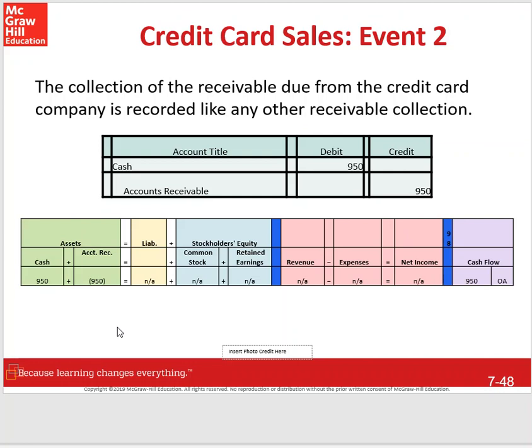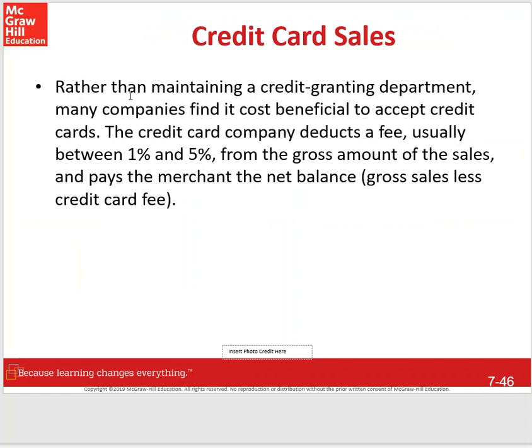One thing to think about, so we're sacrificing 2 to 3%, in this case 5%, for the privilege of accepting credit cards. Is that worth it? Why would a business want to sacrifice that percentage, 2, 3, 4, even 5%? Why are they willing to do that? Well, going back, rather than maintaining a credit granting department, and what they're referring to here is having people manage accounts receivable. Is it worth it? We have to pay somebody to manage our accounts receivable, send out bills, hopefully collect. What if they don't pay? We might have uncollectible accounts expense.